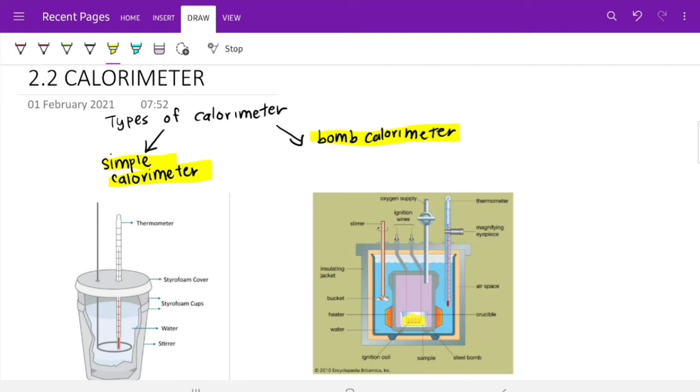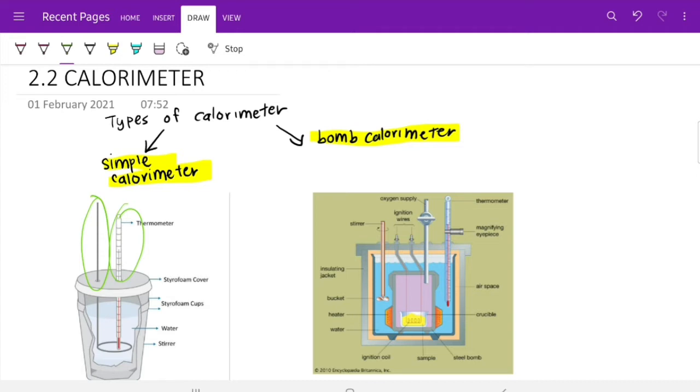This simple calorimeter uses the concept of a styrofoam cup. The styrofoam cup is covered by a lid, and there are two different holes, as you can see in this picture. The first hole is used to insert a stirrer, so you pull it up and down to stir the solution inside. The second hole is for the thermometer.